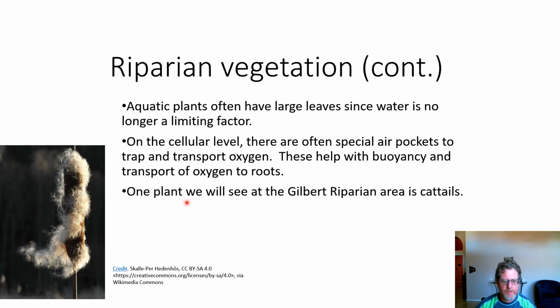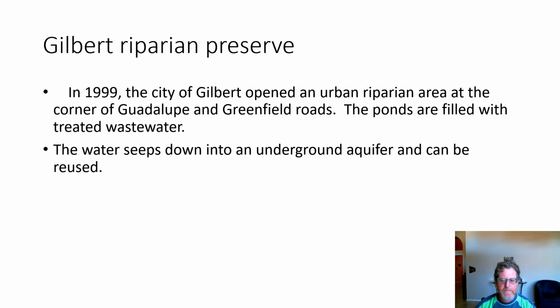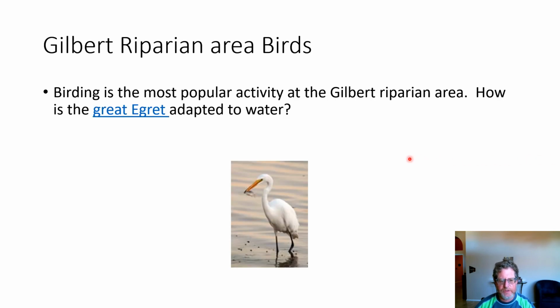It is. So one of the plants we'll see at the Gilbert riparian area are cattails. And as you can imagine, riparian plants are often land plants that have returned to the water, and they have specialized adaptations, things that make them float, ways to pass oxygen to the roots, and so on. The riparian area in Gilbert is a way to attract birds, and a way to attract wildlife, and a way to use the water that has gone through the sewage treatment plant and clean it up for possible reuse.